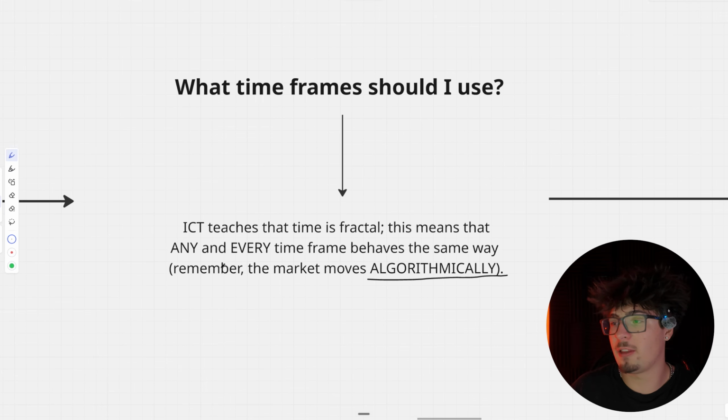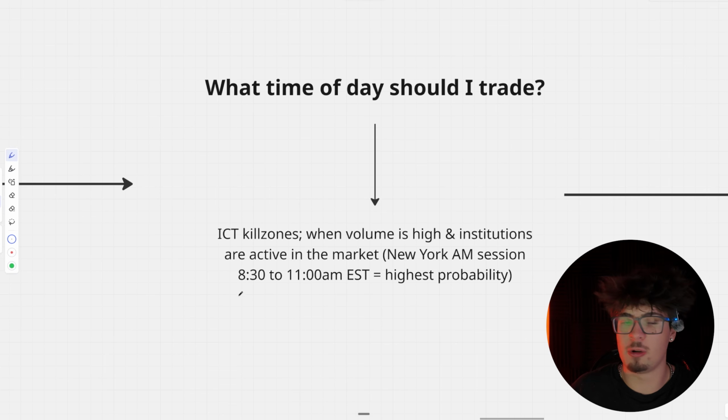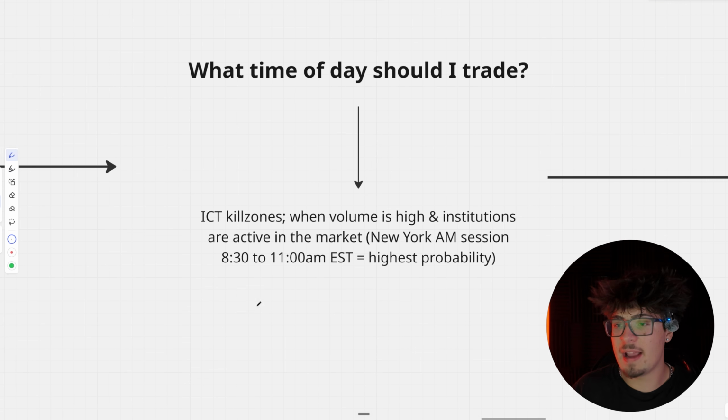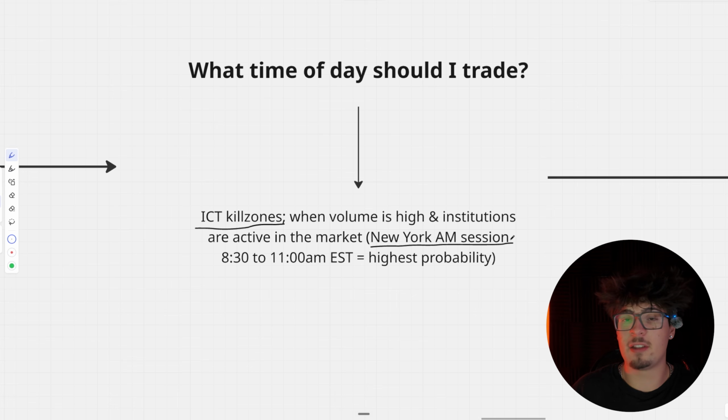The next most frequently asked question is, what time of day should I trade? This is a concept that ICT also touched on, and he made what is referred to as ICT kill zones. This is when volume is high and institutions are active in the market. The highest probability ICT kill zone is going to be the New York AM session. It's when the most institutions are at play, and it's when the most volume is active. And this is from 8:30 to 11 a.m.